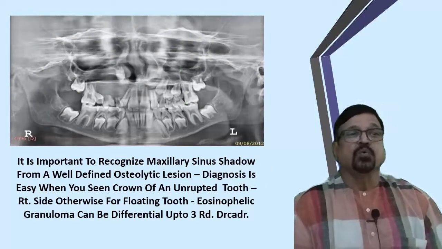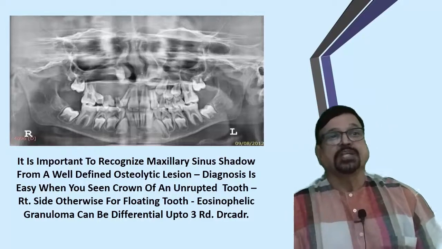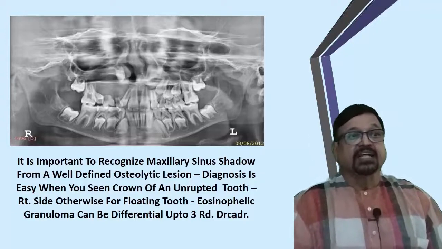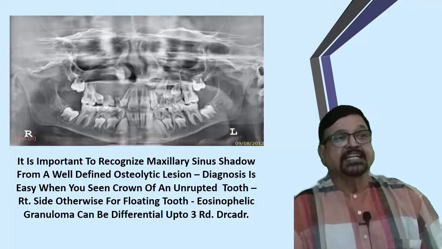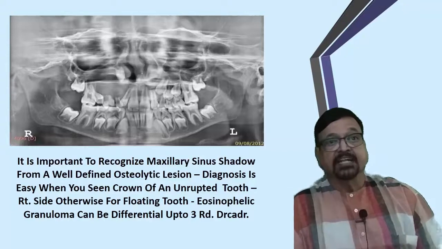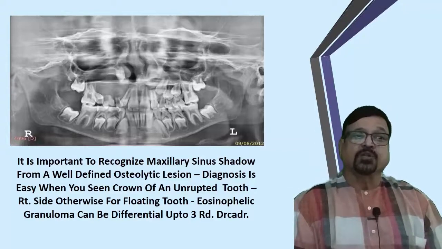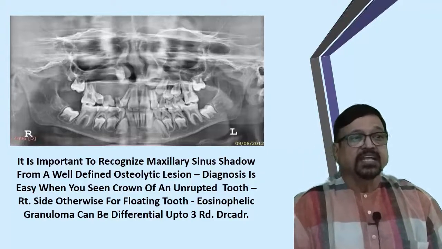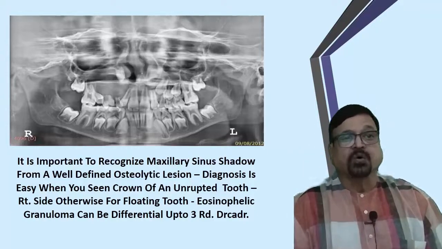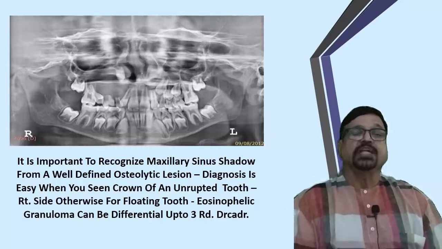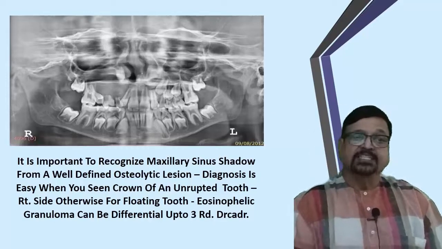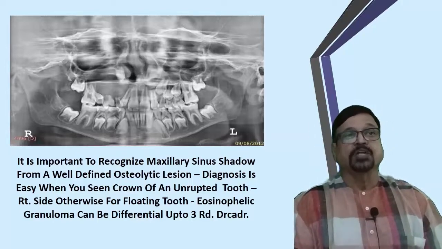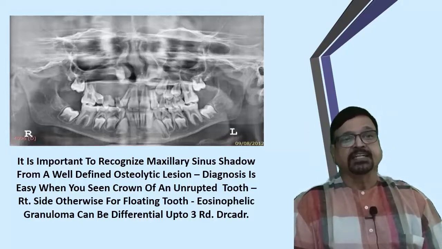Now this is what we have discussed, the value of a good radiograph. One thing is to know a missing tooth from counting the teeth. The second is to find an abnormal tooth at an abnormal location. It is important to recognize the maxillary sinus shadow. You have to separate it and say whether the pathology is different from that or the same. Now diagnosis is easy when you see the crown of an unerupted tooth. Osteolytic lesion, okay, there is an osteolytic lesion. Maxillary superimposition can be easily ruled out, but what is more important is to see the crown of an unerupted tooth.